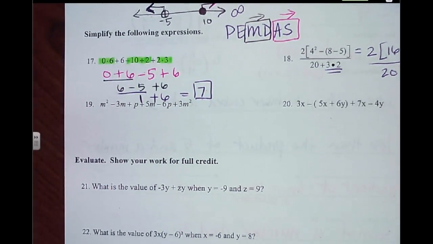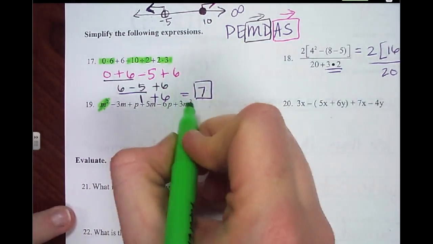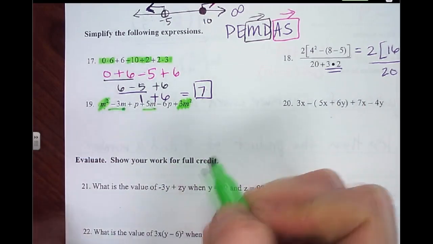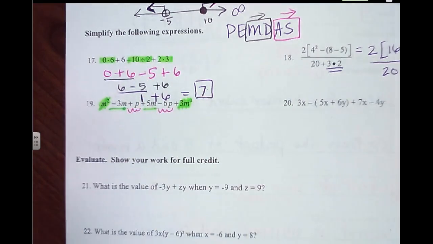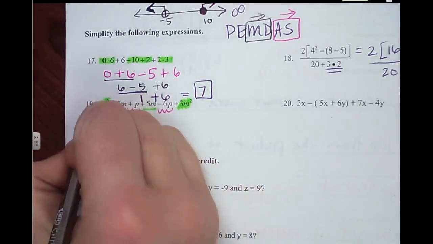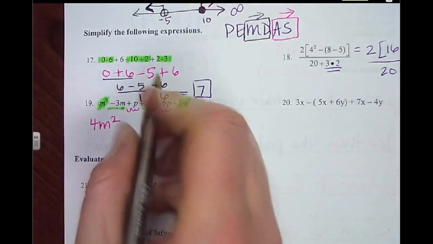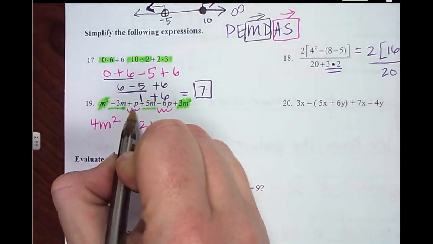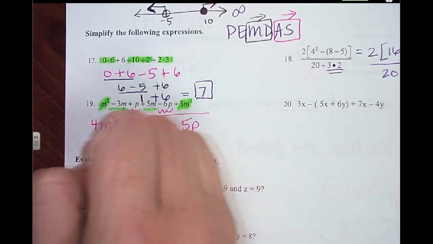Okay, number 19. So now I'm just combining like terms. When I look through here, I have an m squared, I have an m squared, I've got a -3m and a 5m, and then I've got a p and a -6p. So I'm going to start with the m squares. M squared plus 3m squared is 4m squared. -3m plus 5m is positive 2m. And then I have a positive 1p minus 6p is -5p. I can't combine anything else, so that's my final answer.